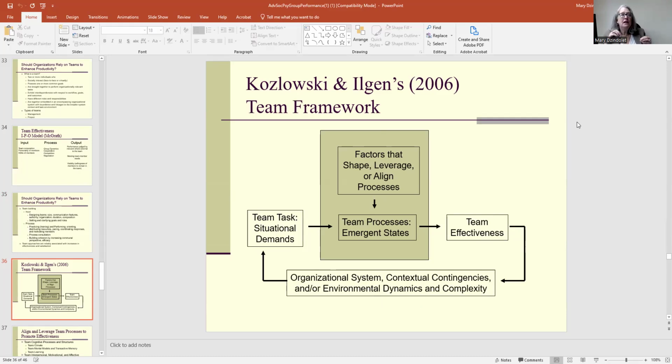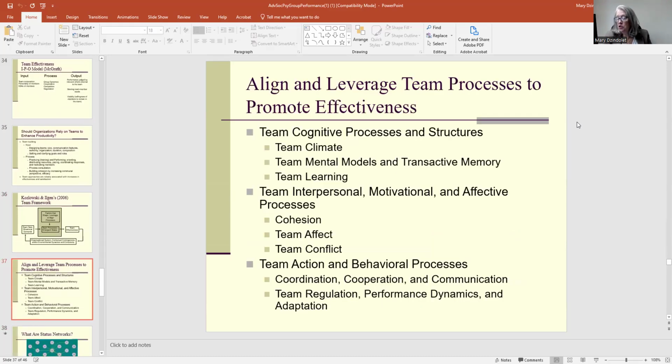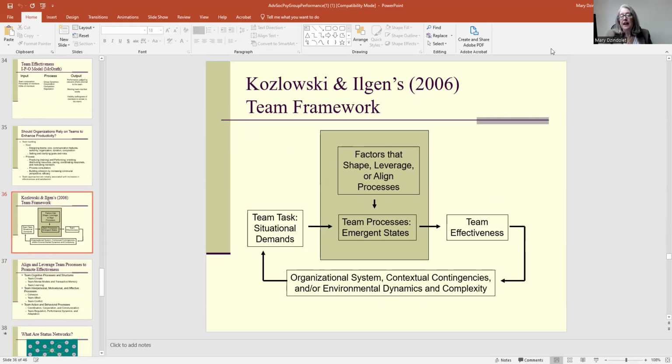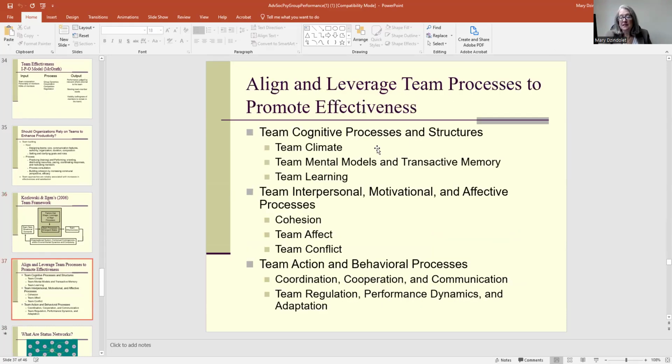So it's kind of a neat way to look at how all these different factors play a role in whether or not a team's going to do well. So let's look at some of these factors that shape, leverage, or align the processes. The team cognitive processes and structures, like the team climate. Is the team culture set up where everyone's supposed to produce as much as they can and get along with one another as much as they can, but not get along so much that you end up with groupthink, but get along enough where you feel it's okay to have some conflict, but you manage conflict well? Does that kind of make sense? So the culture of the team helps for conflict to go well.